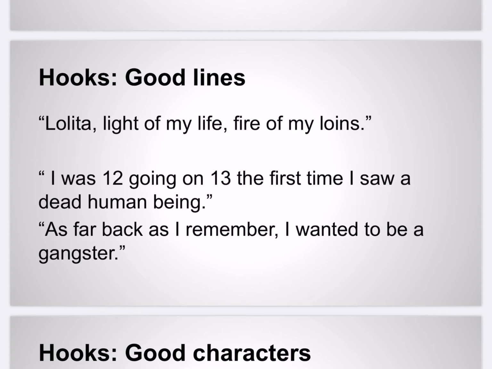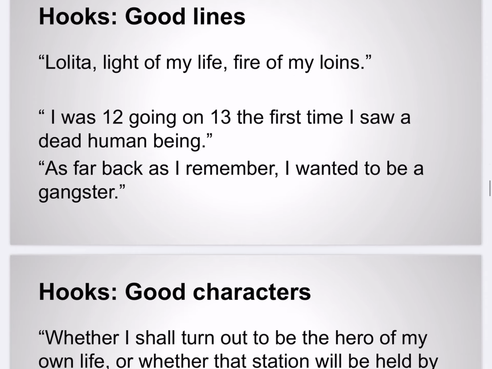You can also start a story with a particularly good line. There are some famous first lines from literature. The first one is from Lolita, by Vladimir Nabokov. The second one is the first line from the Stephen King story, Stand By Me, where the little boys go out to poke a dead body. And then the last one is the first line from Goodfellas.